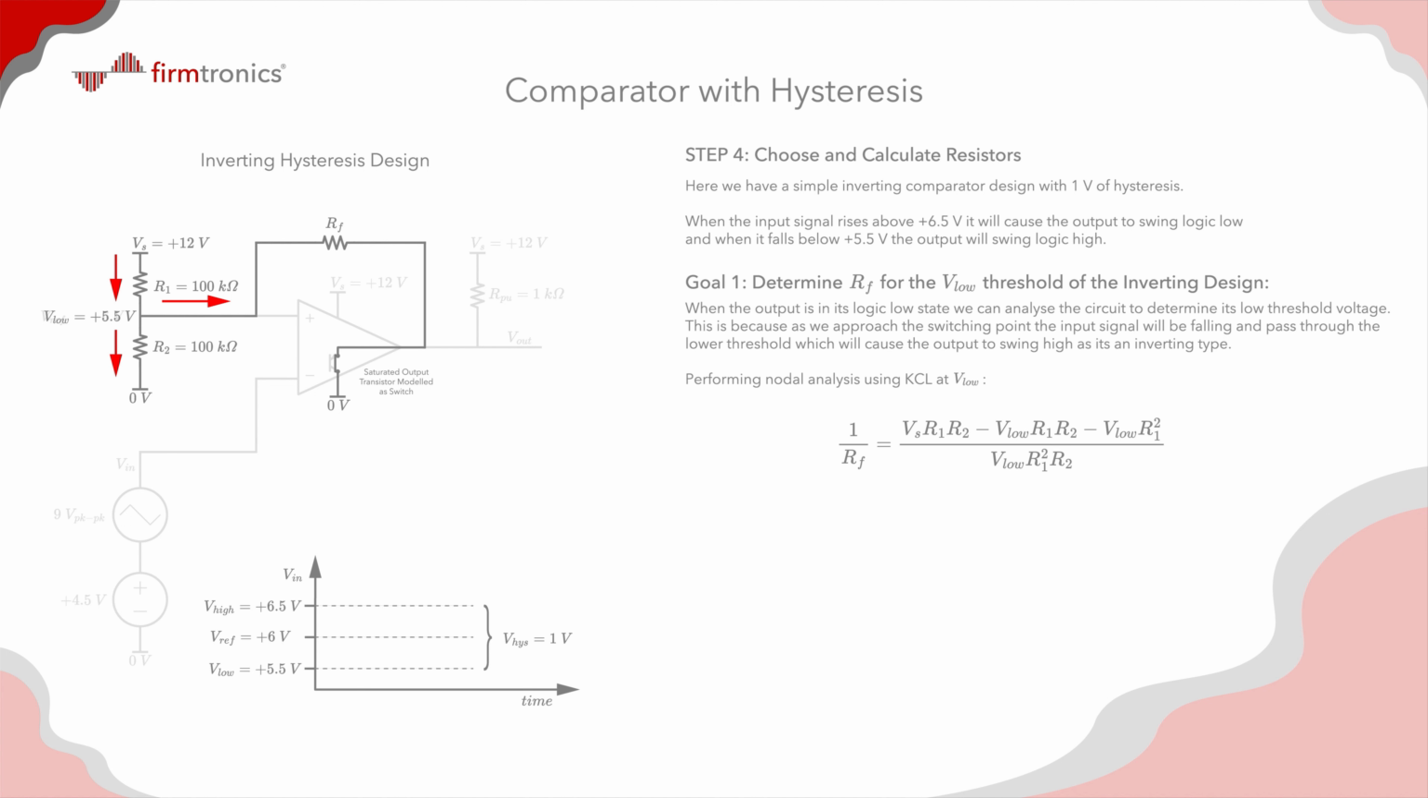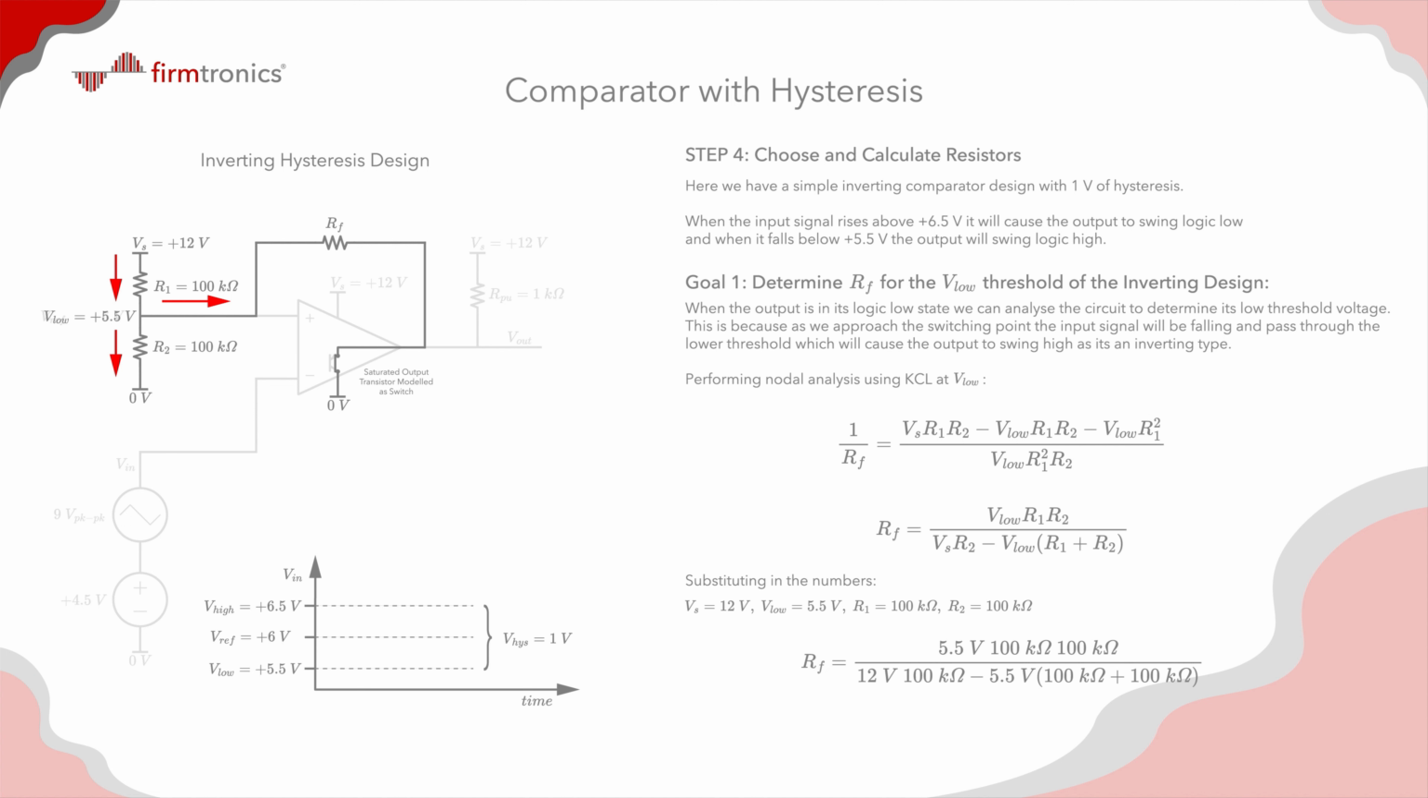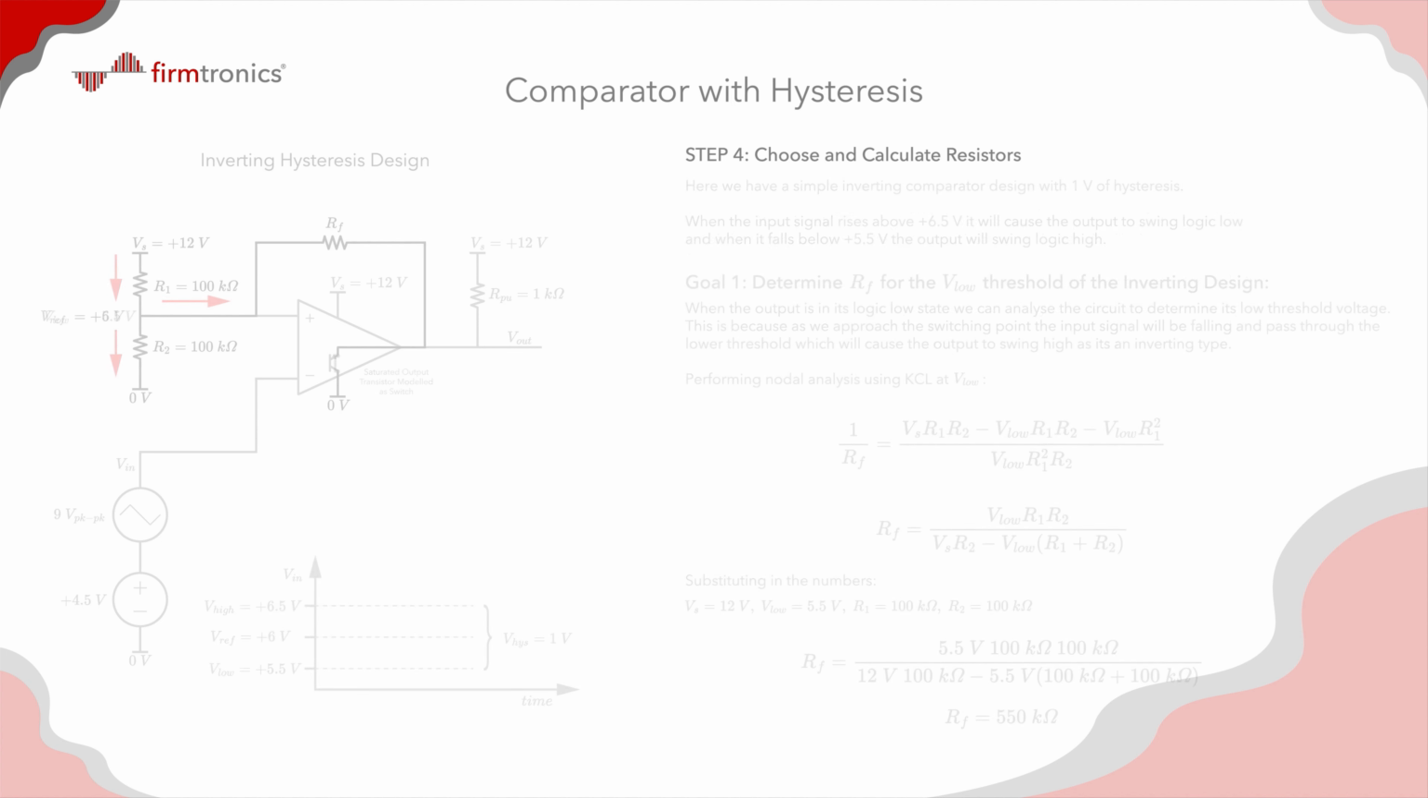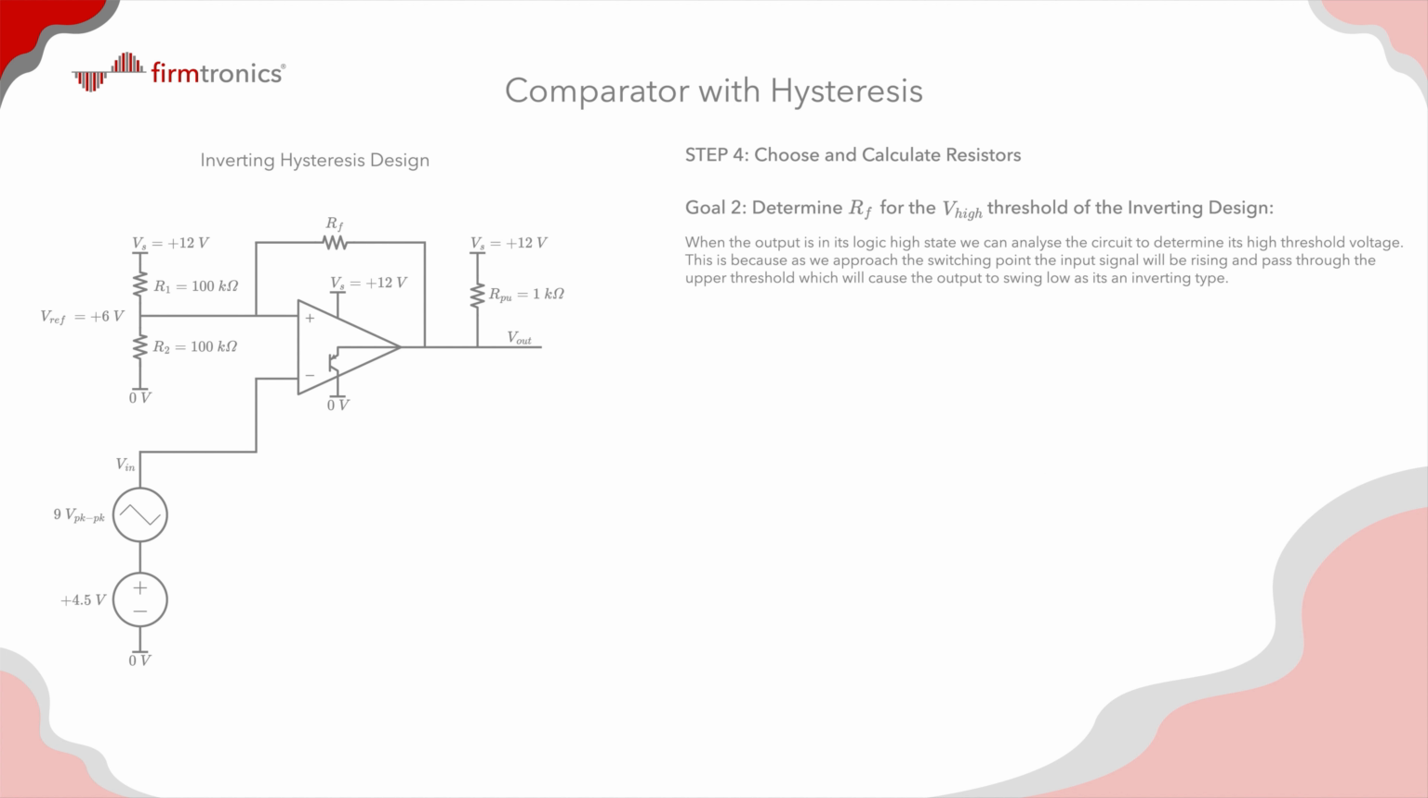Then we'll combine the partial fractions. Finally, cancel out the squared values of R sub 1 and then reorganize. Now we can substitute in the numbers and calculate for R sub F to give us a result of 550 kilo ohms. So for our second goal, that's to determine R sub F for the V sub high threshold of the inverting design.